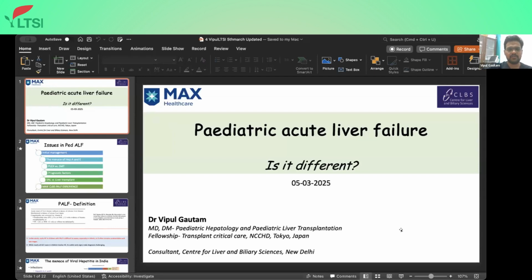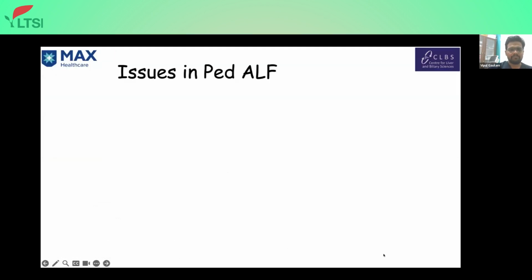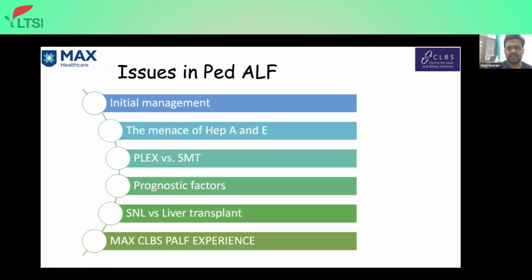I'm Dr. Vipul, pediatric hepatologist from XCLBS, and I'll be talking about pediatric acute liver failure and how it is different from the adult population. So before I go ahead, just a small point to make. Children are not miniature adults. They have to be dealt with differently.